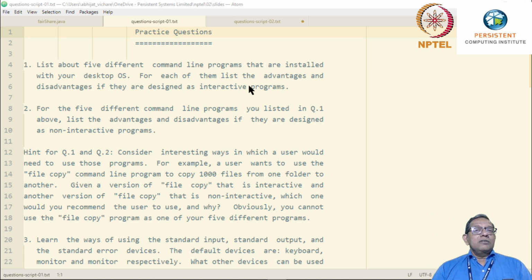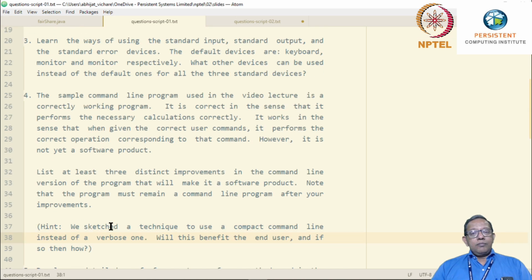Would a non-interactive version be more advantageous? In what case will a non-interactive version of this program be a challenge? The third question gets you learning about using the standard input, output and error devices of your system. The default devices are keyboard, monitor and monitor respectively for standard input, standard output and standard error. What other devices can be used instead of these default ones? Try to find that out for your operating system.